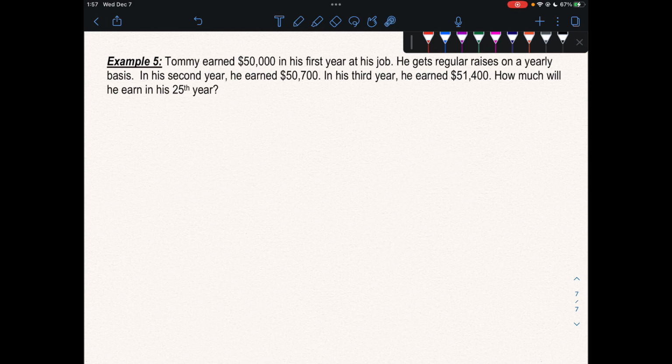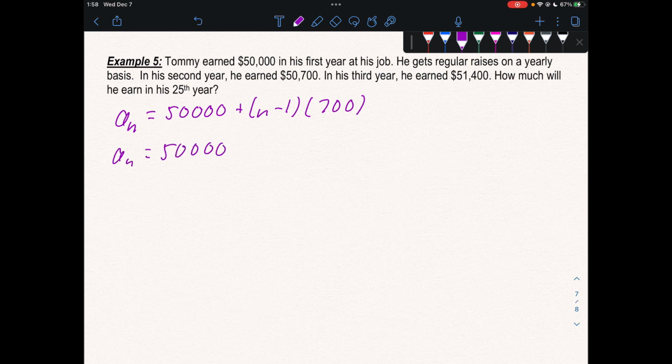So let's stop for a second and recognize this is arithmetic. We're adding 700 each year. So nth term would be a1 plus n minus 1 times d. All right, if you want to simplify this, which again, you don't have to, but sometimes it makes things a little bit easier. 700n plus 49,300.